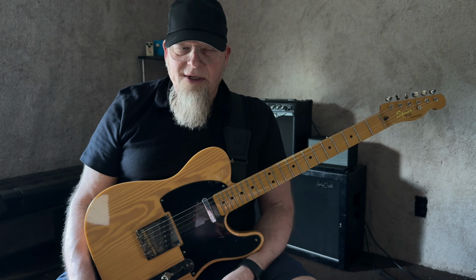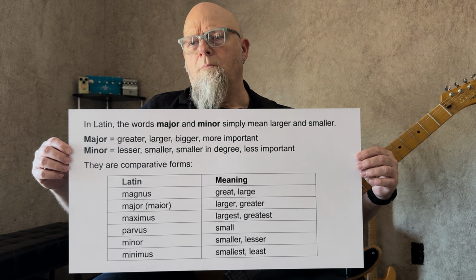If you remember that it's a very archaic system that dates all the way back to the Greeks, I always say it was invented by Pythagoras, that's very useful. Also, the words major and minor basically mean bigger and smaller, or more common and less common. Major is the bigger and the more common, and minor is the smaller and the less common. Those are Latin words.